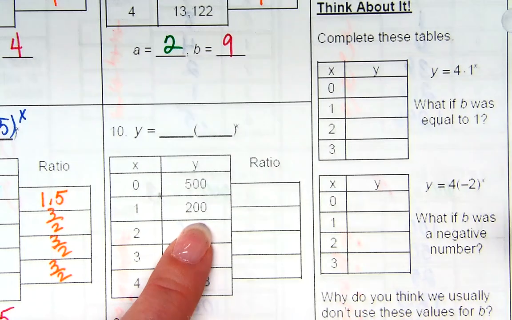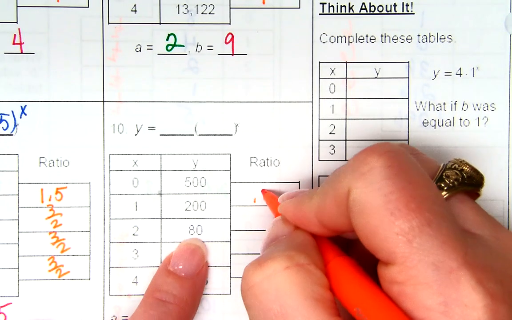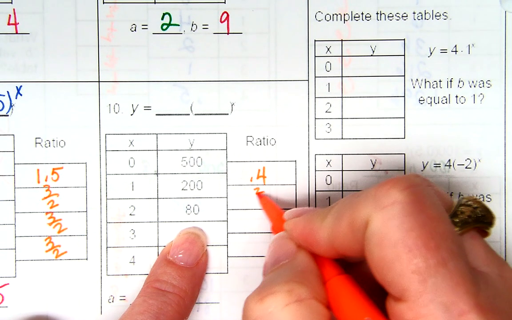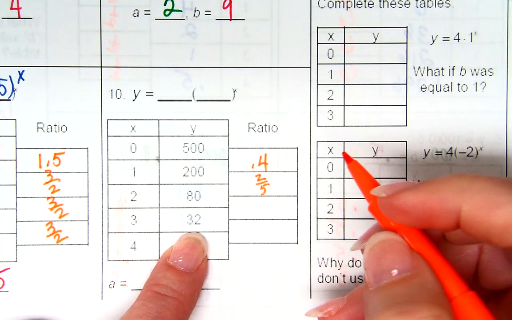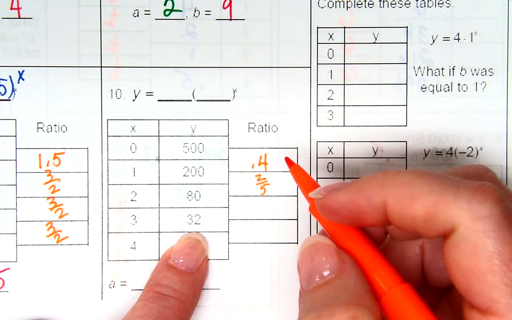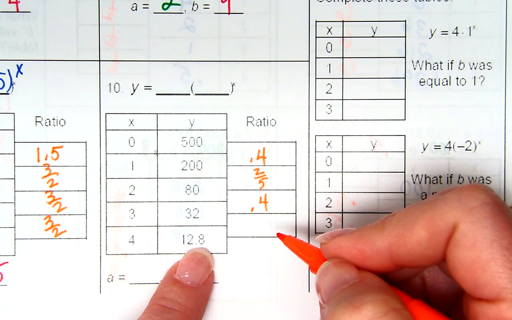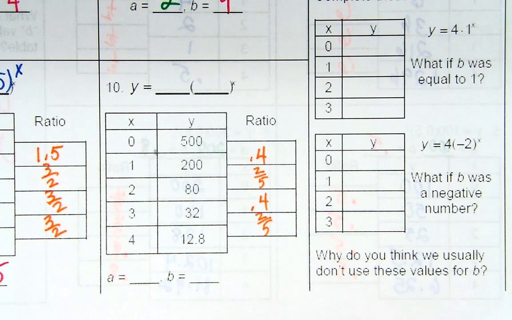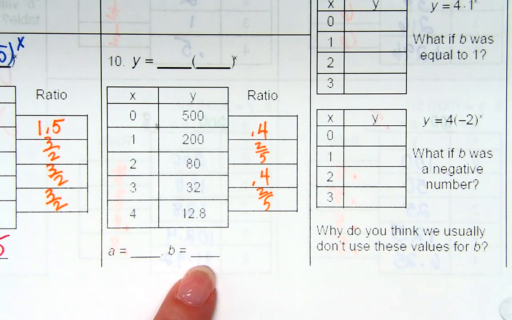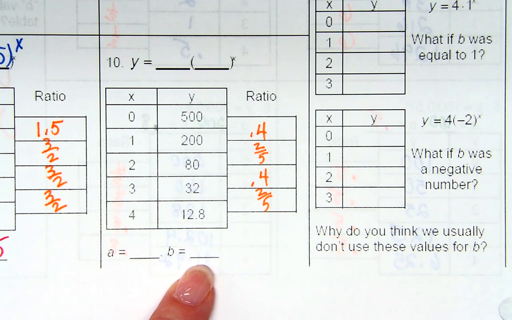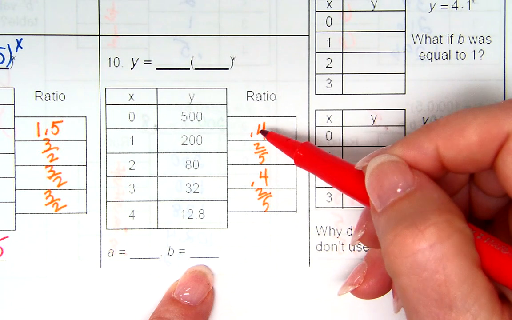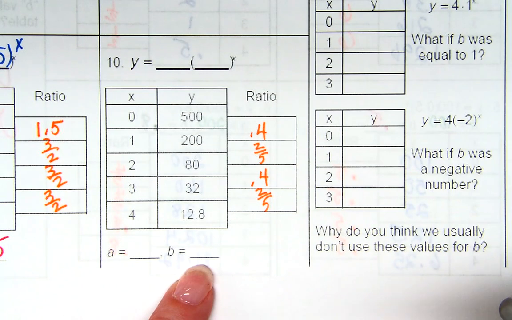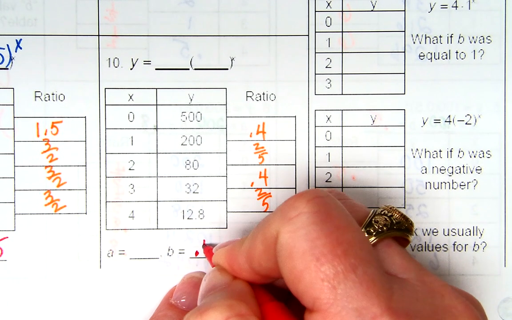200 divided by 500. What? 0.4? 80 divided by 200. 2 over 5. 32 divided by 80. 0.4. 12.8 divided by 32. 2 over 5. Sierra, what do you choose for B? 0.4. Sierra, why can you choose for B? Because there's 2 choices on the table. And they are both the same, right? They're equal. Okay, so you're saying you want 0.4? I'm fine with that.